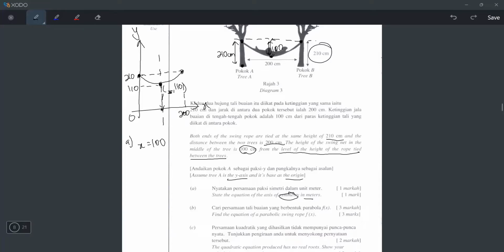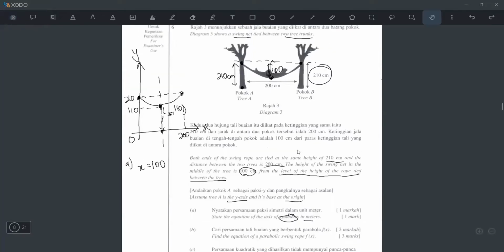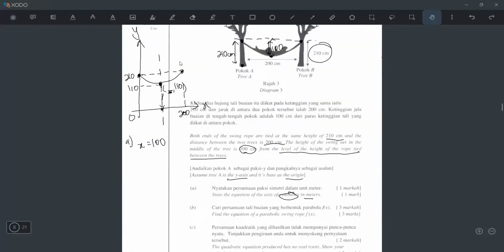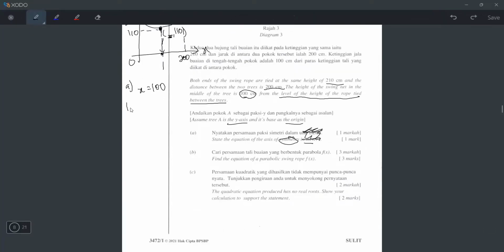Why do they say in meters? It's so weird, in meters, but everything is in cm. So surely you don't want to write x equals 10? State the equation in meters. Not so sure, but the axis of symmetry is x equals 100. Okay, x equals 100, and that's the equation. But I think the in meters, just ignore it. I think it was just set up like that already. Okay, just ignore it.